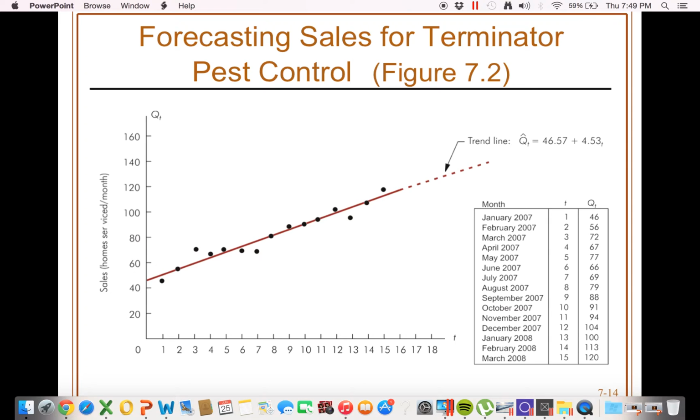So let's see what this is going to tell us if we then plug in our number 16. Let me explain to you how you would get the next number. Generally, I also do this in Excel, but I can't right now. For number 16, for example, you would take 16 and plug it in where you see that little t. See that? So it would be 46.57 plus 4.53 times 16. And see what you get.